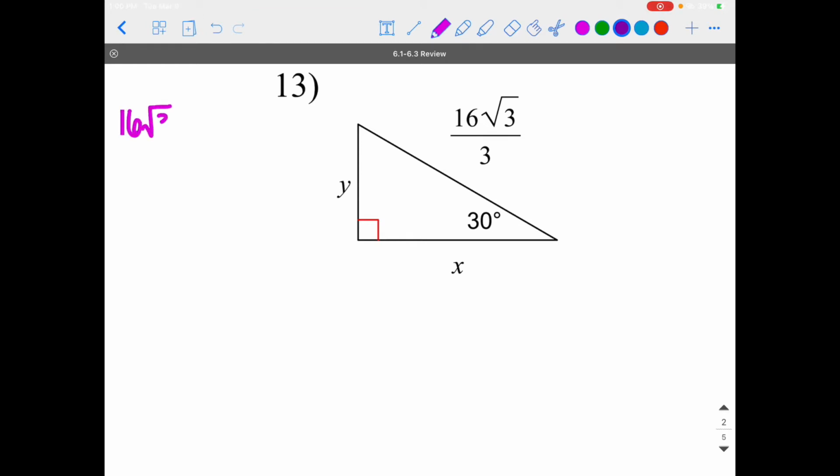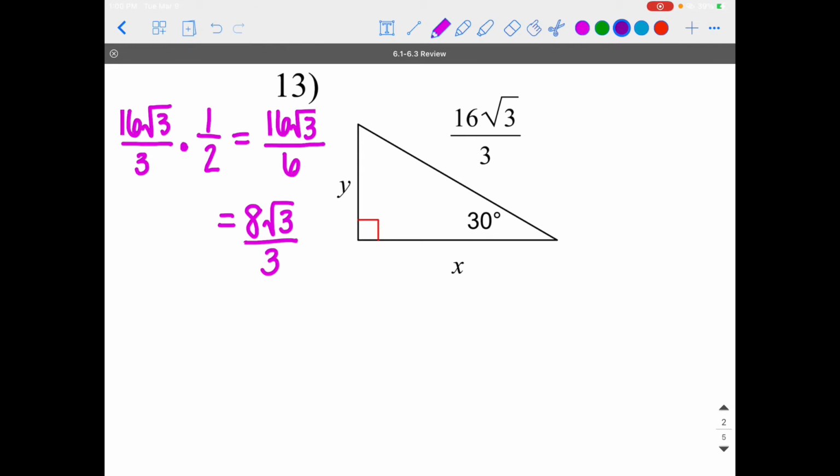So 16 square root of 3 over 3. I can multiply it by 1/2. That's the same as dividing by 2. So this is 16 square root of 3 over 6, which simplifies to 8 square root of 3 over 3.